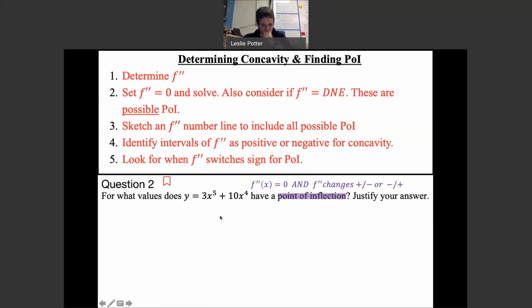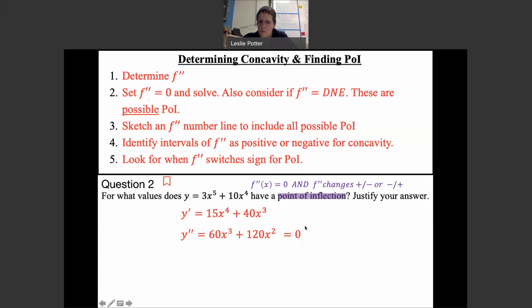So just to refresh our memory here, because it's off the screen, a point of inflection is when the second derivative is equal to 0 and it changes sign. So we need that second derivative. So here's the first derivative, 15x to the 4th plus 40x cubed. Here's our second derivative, 60x cubed plus 120x squared. So we've got the second derivative. Now we're going to set it equal to 0, and we're going to solve it.